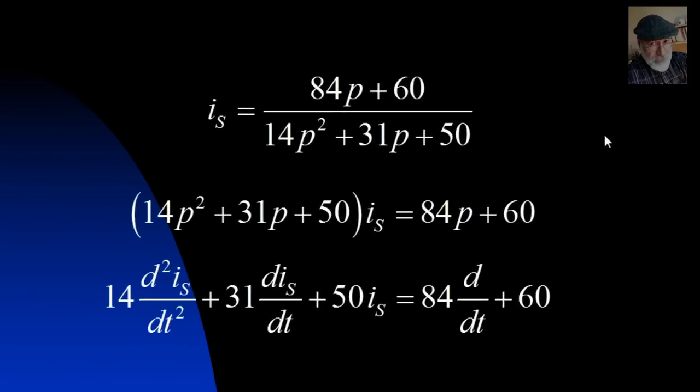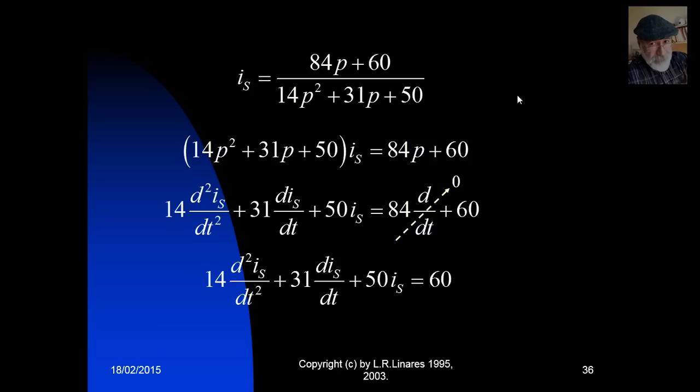The left-hand side is crystal clear, but the right-hand side, 84 times d/dt plus 60. d/dt of what? There is no function of time. Well, in that case, we say we're applying d/dt to the number 1, d/dt of 1. But 1 is a constant, so d/dt of 1 is 0. And that ends up being this differential equation, whose solution will give us the current in this source.